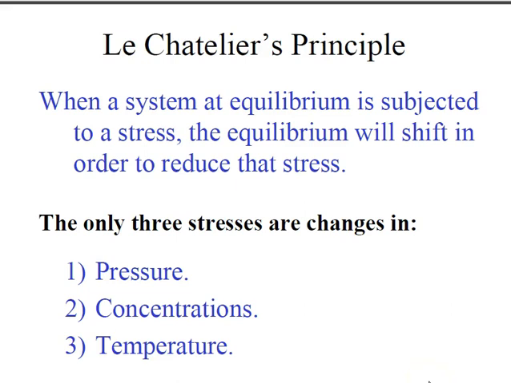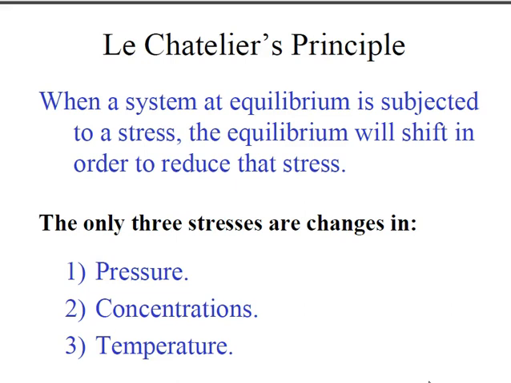Le Chatelier's principle works off this idea of Q. Le Chatelier's principle says that if you have a system that's already at equilibrium, so your Q is equal to your K, and then you stress the system somehow. A stress is going to be something that makes Q go up or makes Q go down. That stress will then cause the equilibrium to shift in order to reduce the stress or to get back to K.